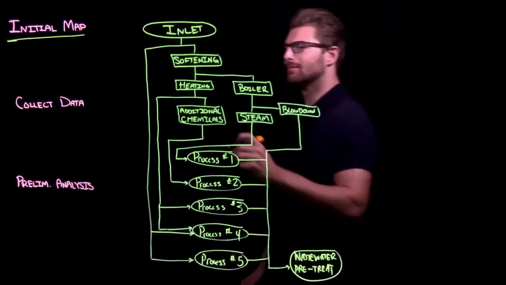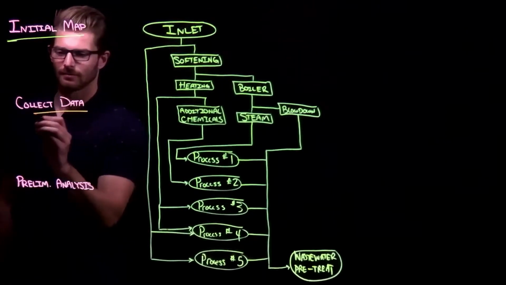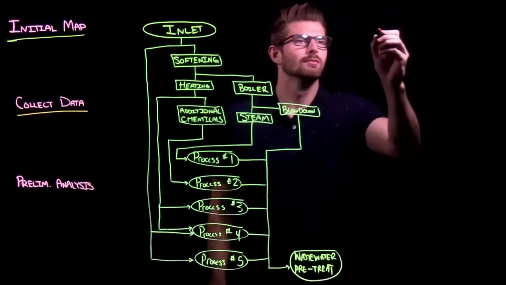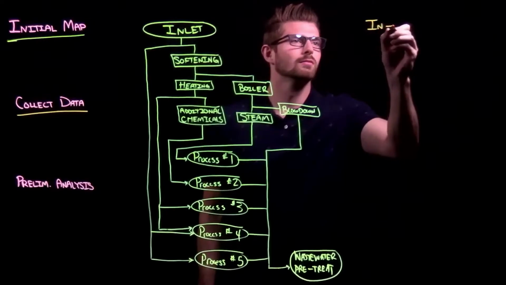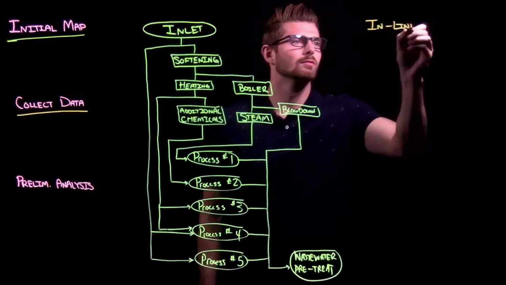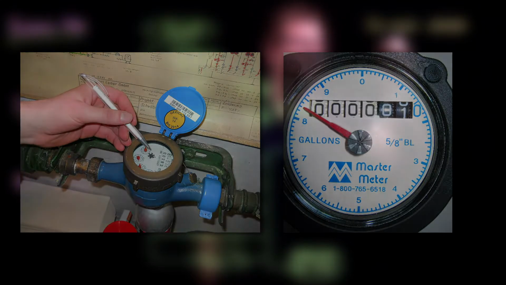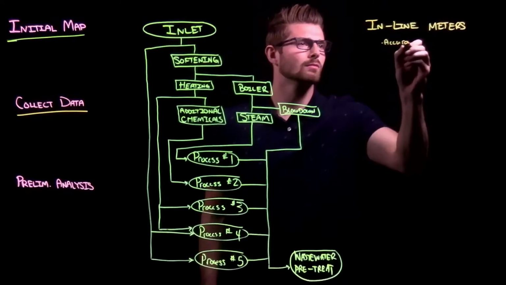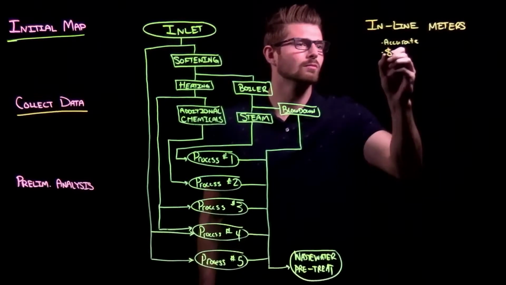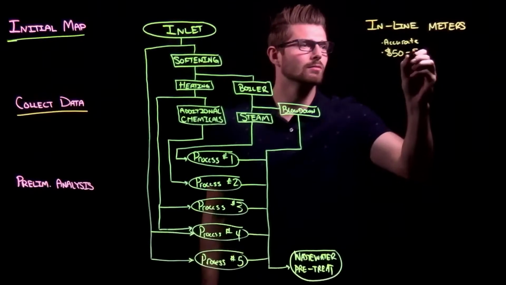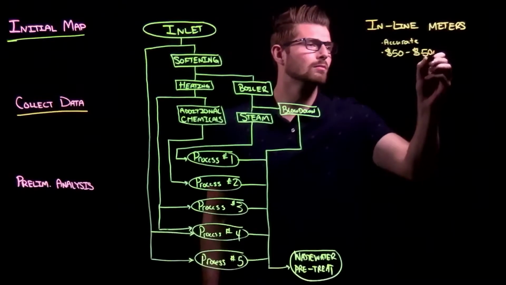Once the initial water map has been created, water usage data must be collected for different areas or processes in your facility. One of the most accurate ways to measure water usage is with an analog or digital inline water meter. Meters like these are fairly easy for maintenance staff to install and cost anywhere from $50 to $500. In general, these meters will be more expensive as the pipe size increases.